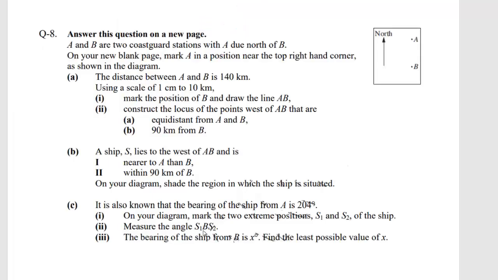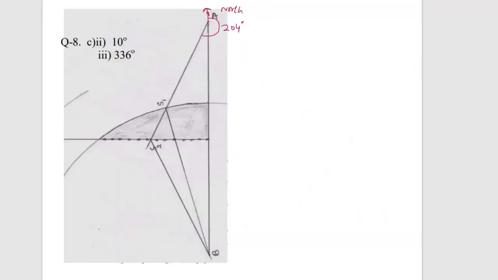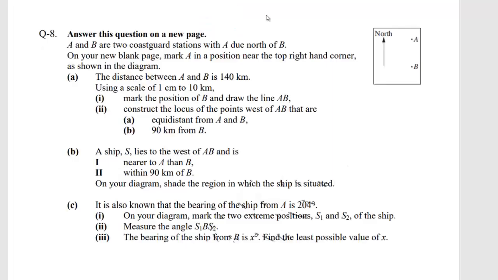Measure the angle S1 B S2. So join these lines to measure the angle S1 B S2, which is 10 degrees. The bearing of the ship from B is x degrees. Find the least possible value of x.